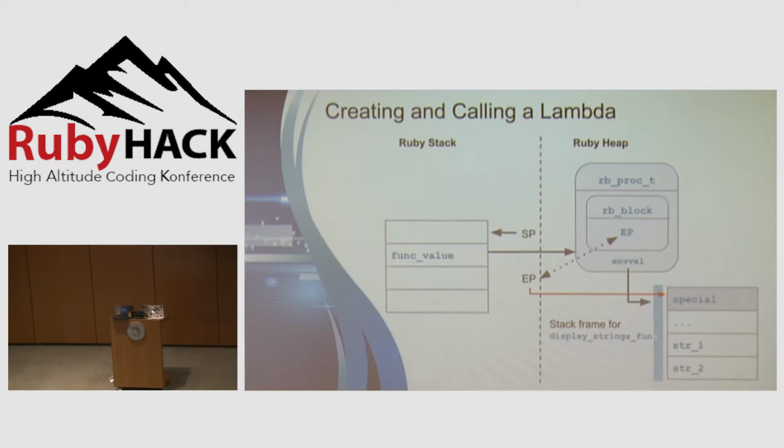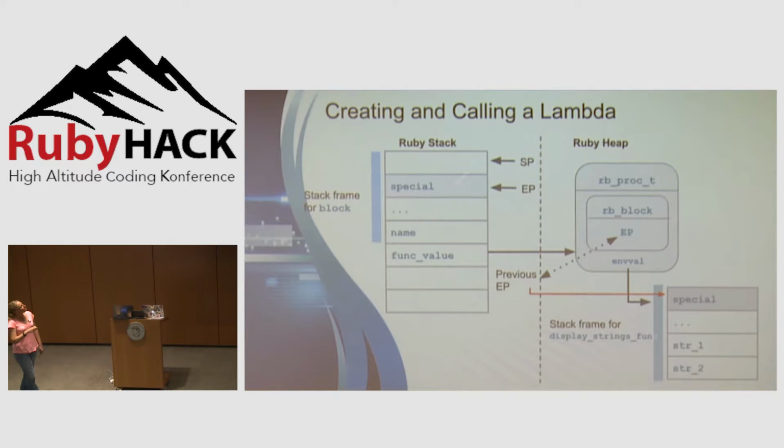So that's everything that happens when the lambda is created. Now let's see what happens when it gets called. Well, all that happens is the block code needs to execute. And so we know that when block code executes, a new stack frame is created for the block. So here it is. And the environment pointer gets adjusted to point to the special slot of this stack frame. And this copy of the stack frame on the heap is now going to be used as the direct environment in which to execute the block code.